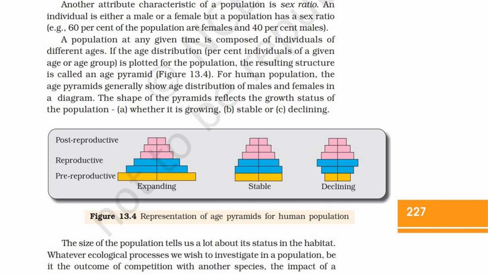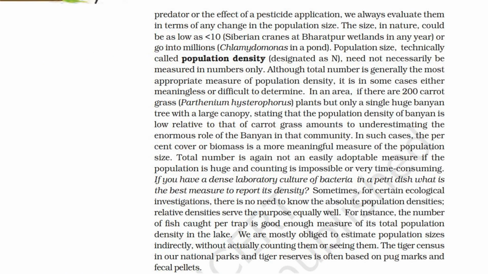Whatever ecological processes we wish to investigate in a population, be it the outcome of competition with another species, the impact of a predator, or the effect of a pesticide application, we always evaluate them in terms of any change in the population size. The size, in nature, could be as low as less than 10 Siberian cranes at Bharatpur wetlands in any year, or go into millions of Chlamydomonas in a pond.